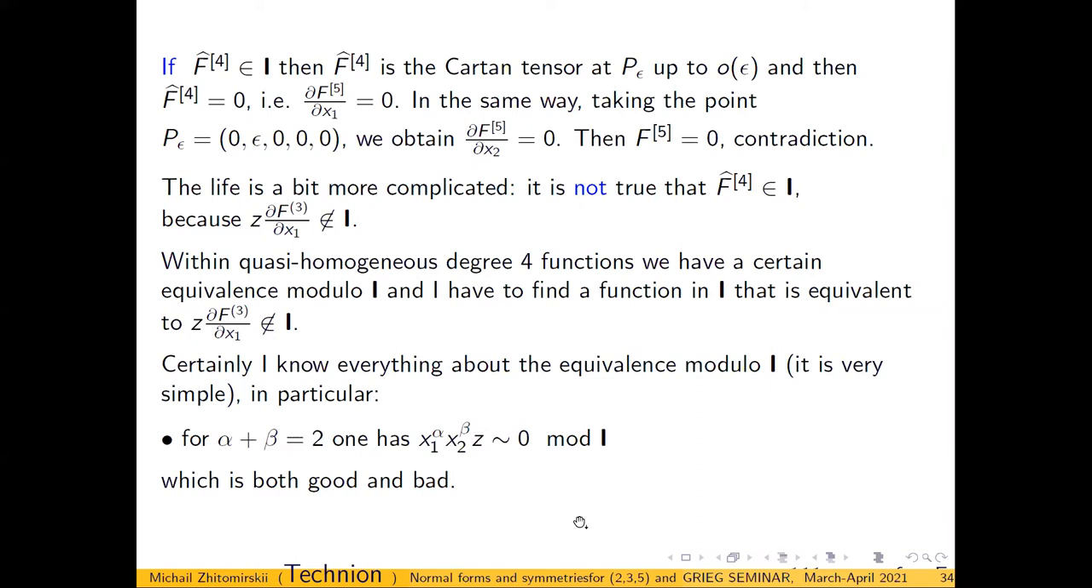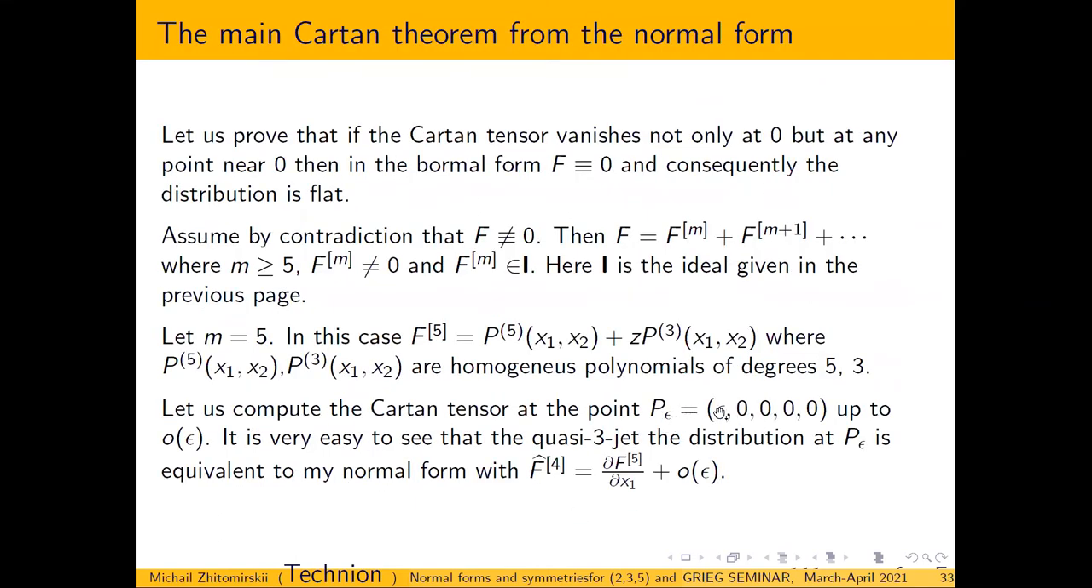So what appears is this monomial. My claim is it is zero modulo the ideal, so it is irrelevant. Is it good or not? It is both good and not good. Why is it good? Because this guy is now simply these two derivatives, and with the same argument and this claim, we can say that if the Cartan tensor vanishes at this point, and a similar point with epsilon, then there is no this part.